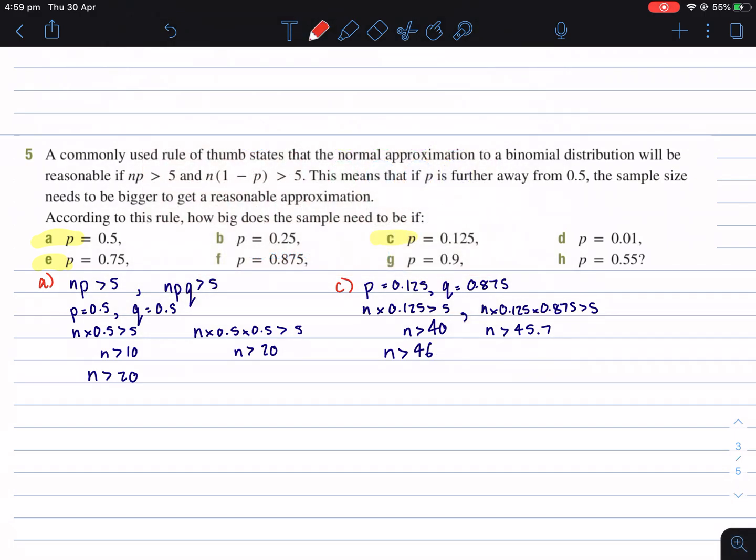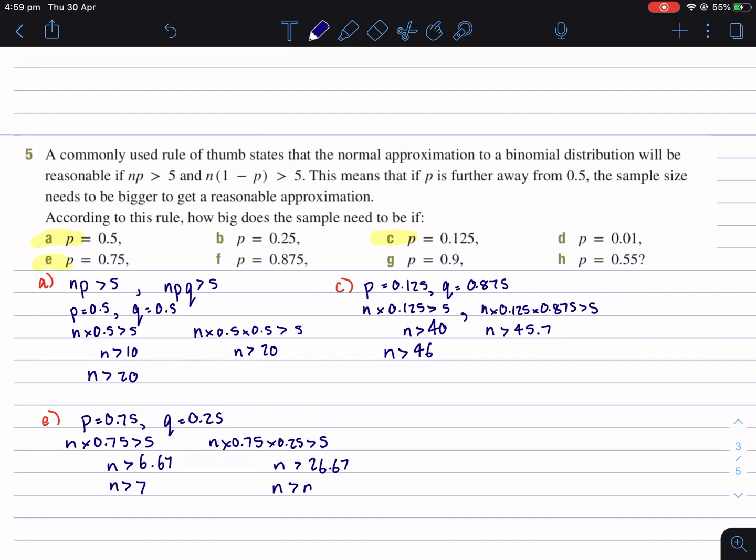And E, p equals 0.75. Then q is 0.25. So n times 0.75 has to be bigger than 5. So n has to be bigger than 6.67. So n has to be bigger than 7. n times 0.75 times 0.25 has to be bigger than 5. So n has to be bigger than 26.67. So let's say n has to be bigger than 27. That's it.